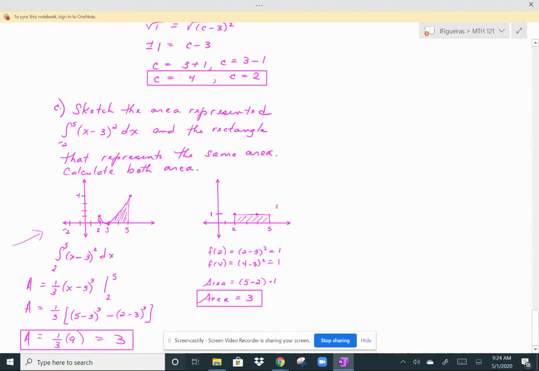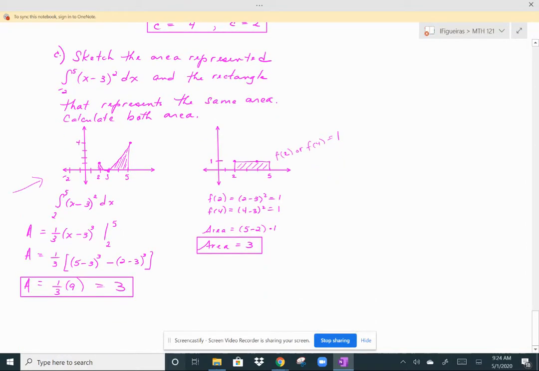This is f of 2 or f of 4, both equal 1. So that's the height. So I showed that work here. And so the area is 5 minus 2, that's the width, times the height, which is 1, which also gives you an area of 3. So they are the same.